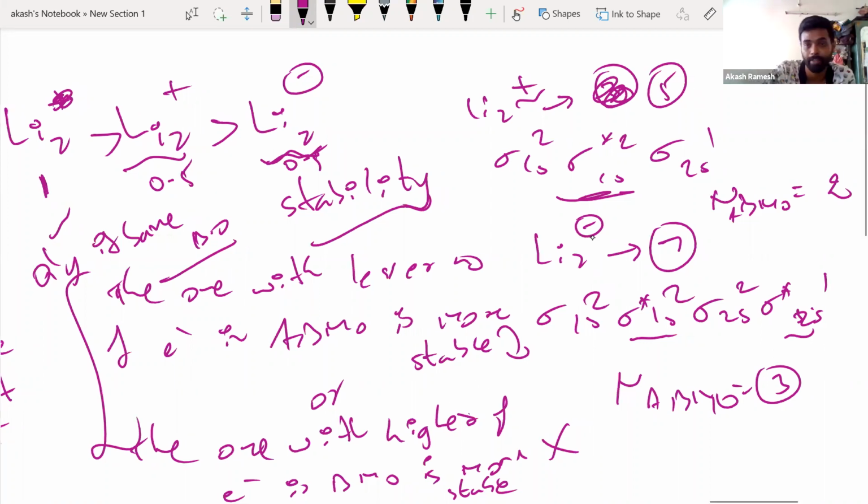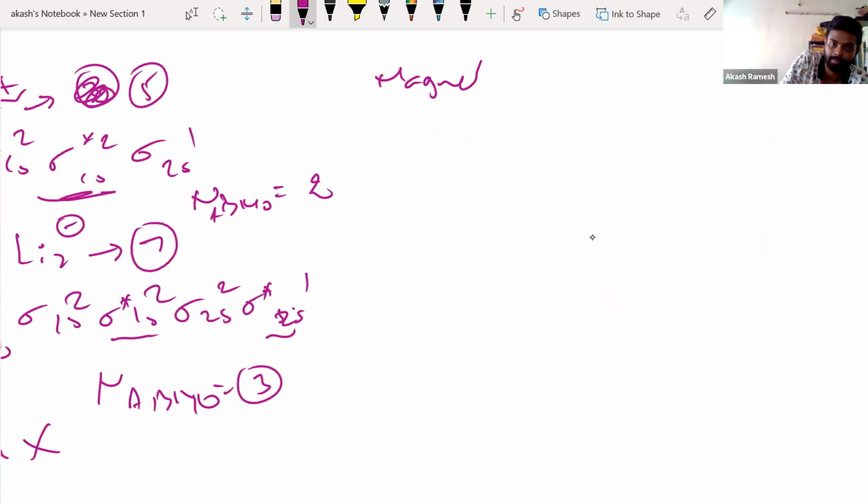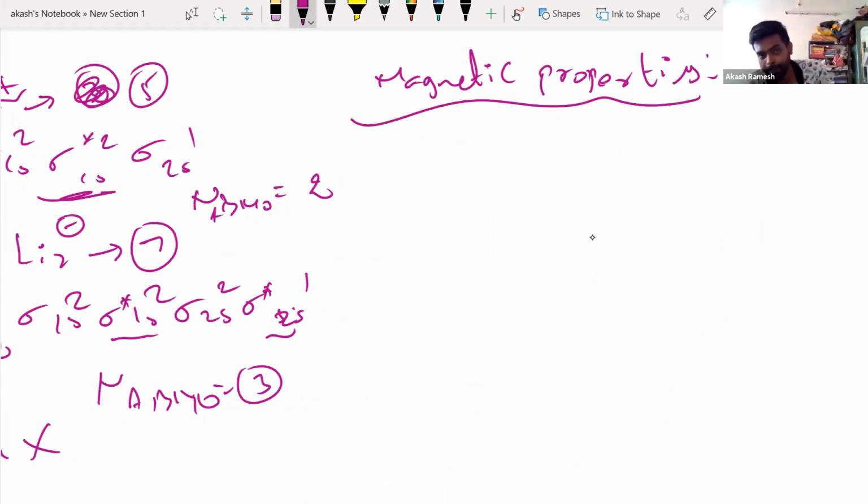Oh yeah, wait, I almost forgot. Magnetic properties. First of all, you have to understand what we mean by magnetic properties. I have a molecule with me, and I bring a magnet near that particular molecule. How does that molecule react to this phenomenon? How the molecule interacts with the magnet is the question.